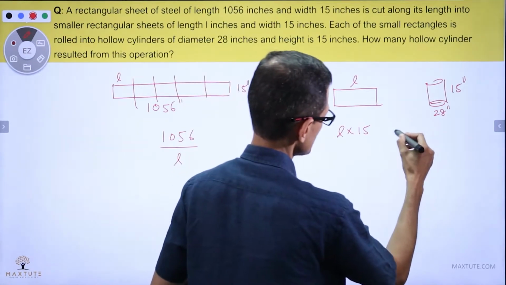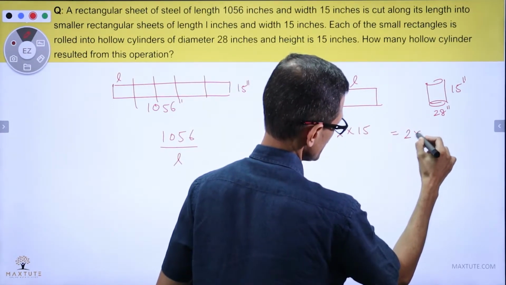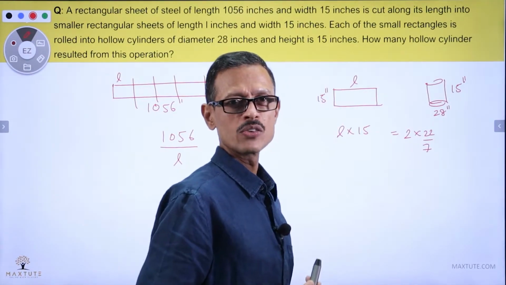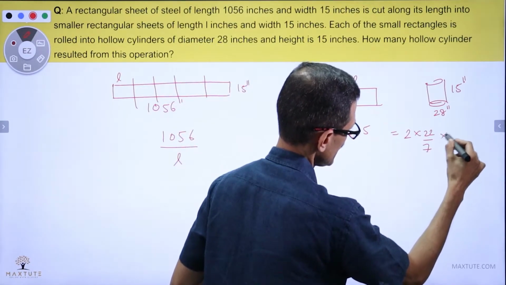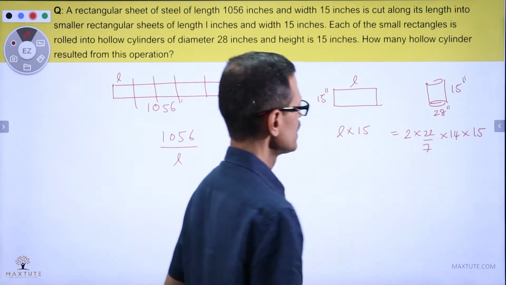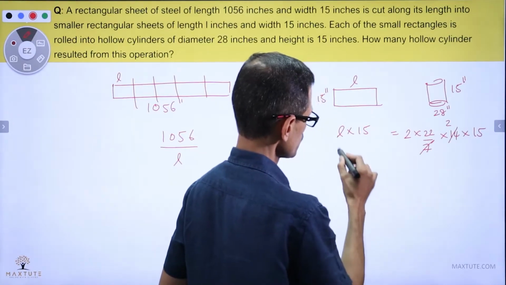So the curved surface area, which is the same as the area of the rectangle, is 2 times 22 by 7, which is pi. Diameter is equal to 28, so radius is equal to half that, which is equal to 14. 2 pi r, which is 14, and height is equal to 15. 7 gets cancelled with this 14 to leave us with a 2. So what do we have here?